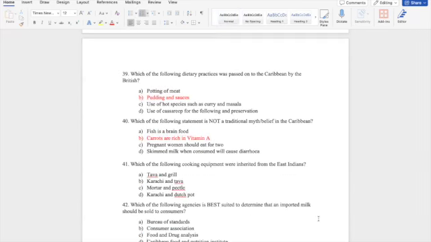All right, which of the following cooking method are inherited from East Caribbean? No, East Indian. All right, so our answer here will be B.